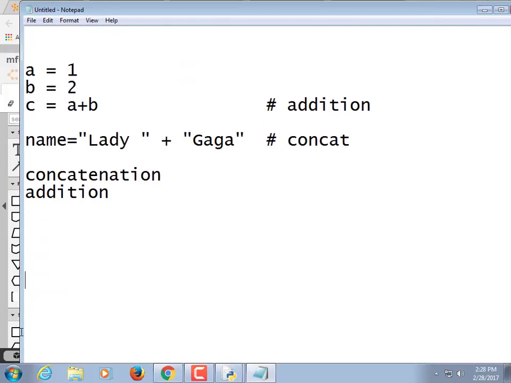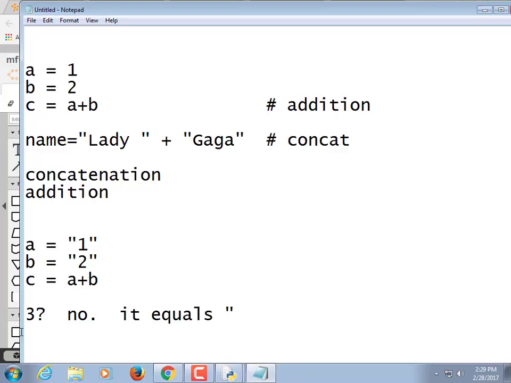And don't be fooled. I don't think I put this on this quiz, but if you had this, A is equal to 1, B is equal to 2, C is equal to A plus B, you might think that that equals 3. No. What does it equal? Well, what do A and B contain? They are concatenated together. So it makes 1, 2. Just like this created the string that said Lady Gaga. Does that make sense?